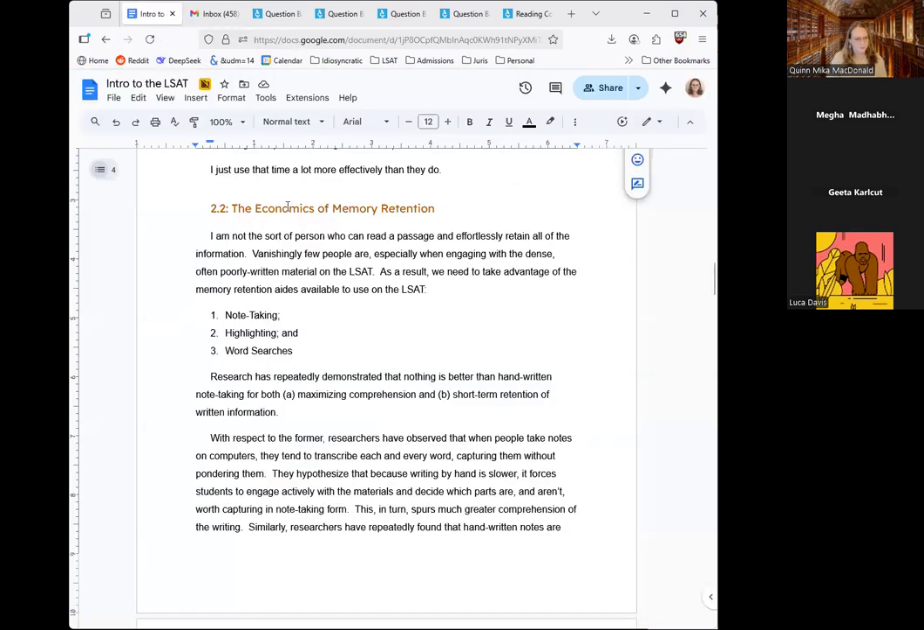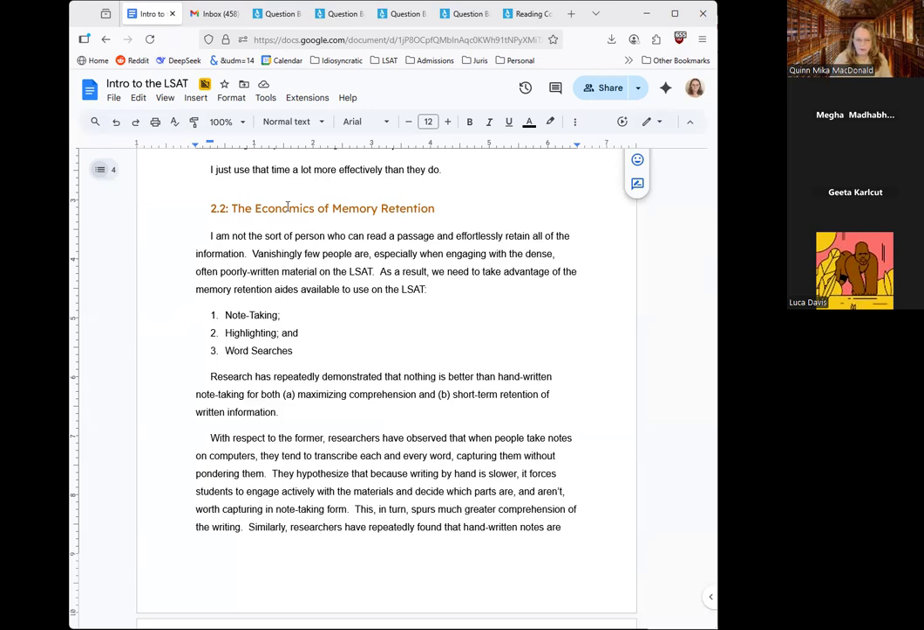and we're going to talk pretty extensively about what that means to use it well. So let's just start with note-taking, because I really do pitch this hard because I genuinely believe in it. Learning and psych research has repeatedly found over and over that nothing is better than handwritten note-taking for maximizing comprehension and short-term retention of written information.